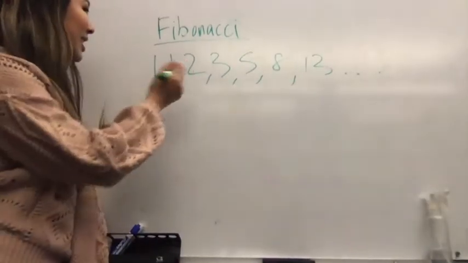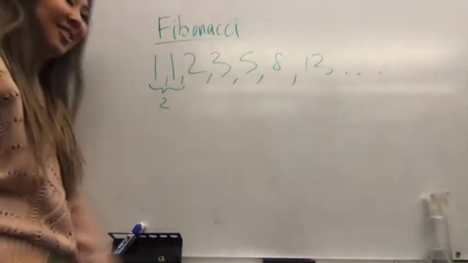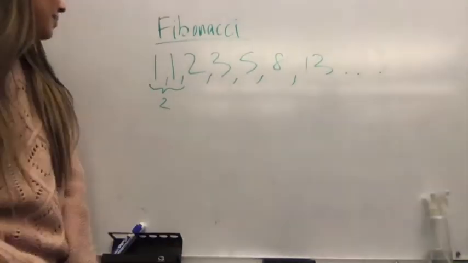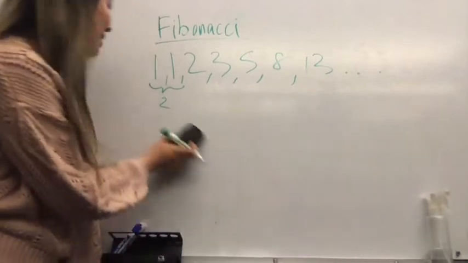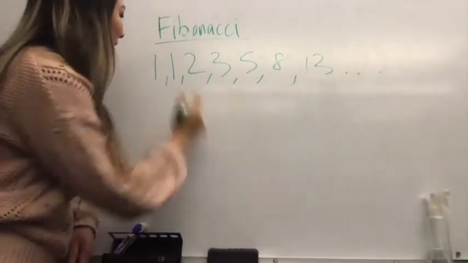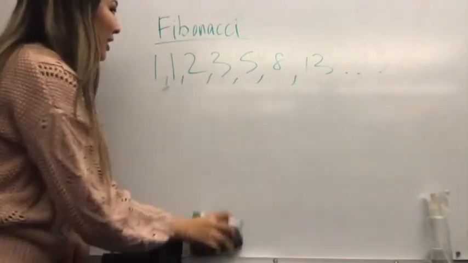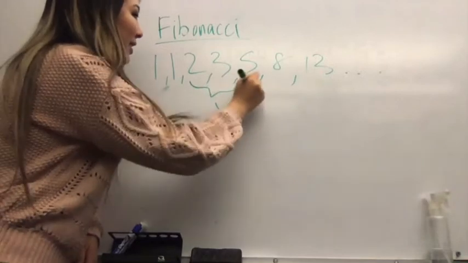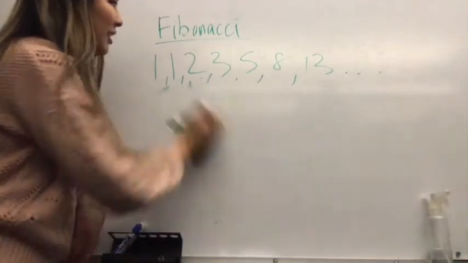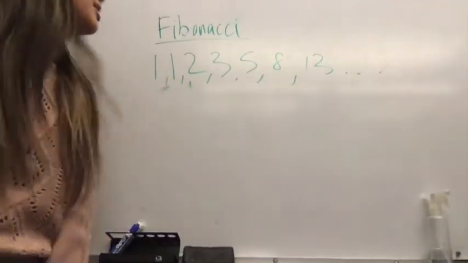So to get the next number in the sequence, we have 1, 1, and that gives us 2. Cool. And then to get the next number, we'll add up the next two numbers. So now we have 1 and 2, and we'll add those up, and that gives us 3. And then this pattern continues, so we have 2 and 3, which gives us 5, 3 and 5, which gives us 8, 5, 8, 13, and then it just goes on infinitely long.